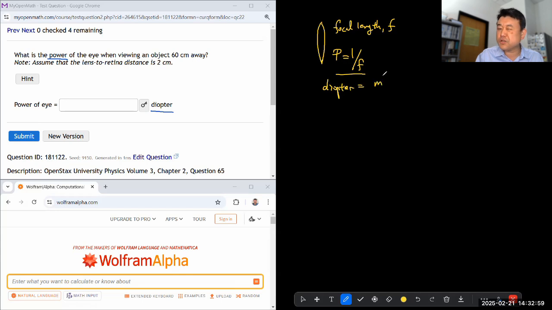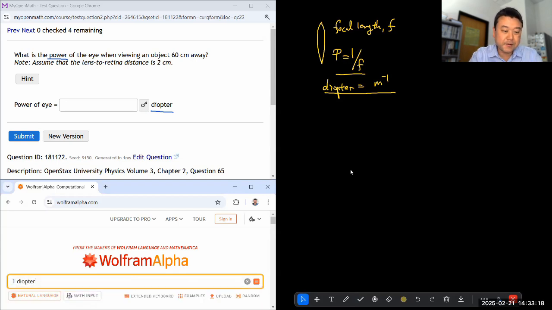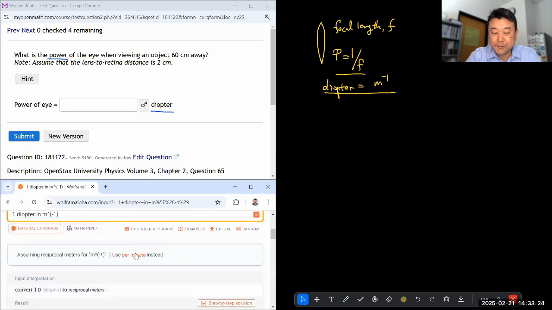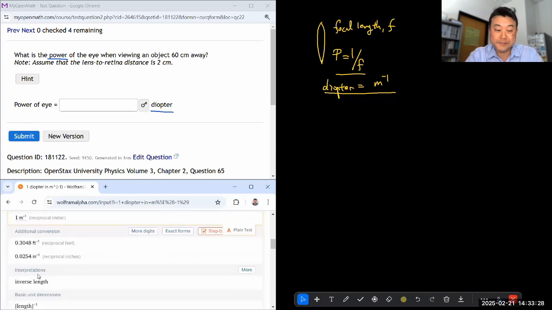So the unit of diopter should be unit of inverse meter. It's just the special name that we use in the context of optical elements, for optometrists, so that they don't have to say inverse meter, they can just say diopter. Let's just double check to make sure that I didn't forget anything. 1 diopter in unit of meter raised to the power of -1. If I remembered everything right, it shouldn't complain. It should just tell me, yeah, 1D is 1 reciprocal meter.